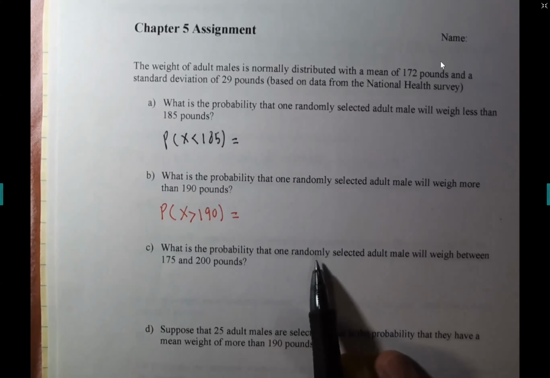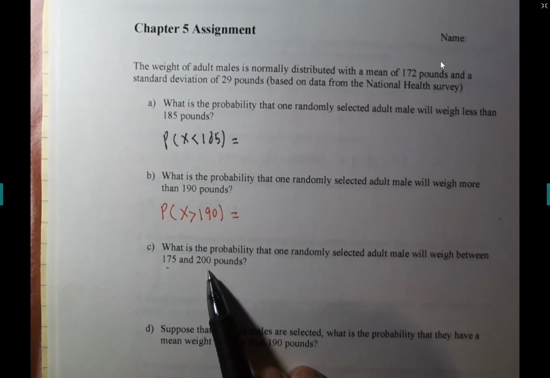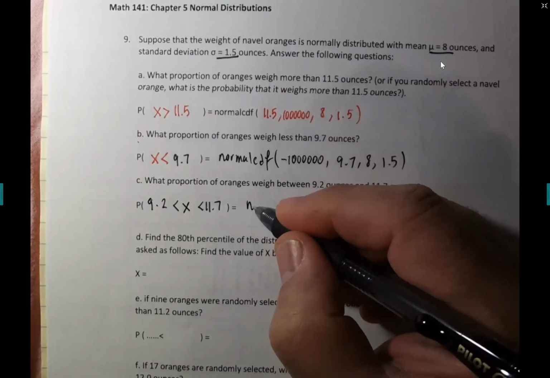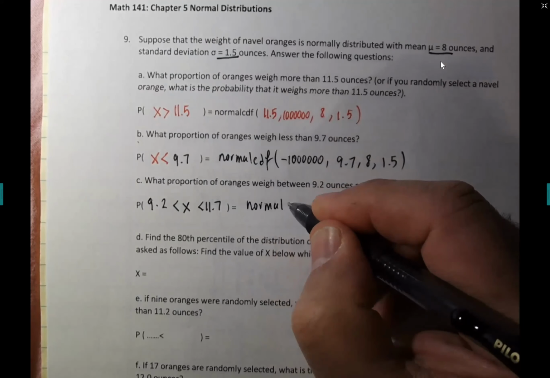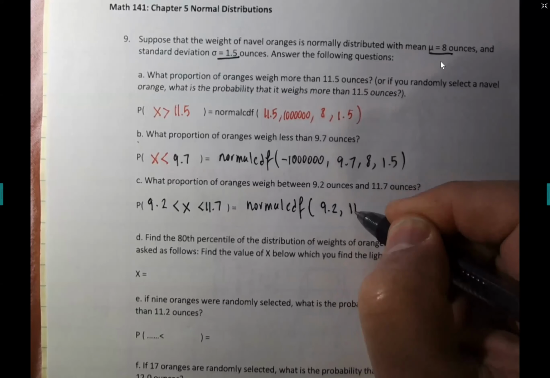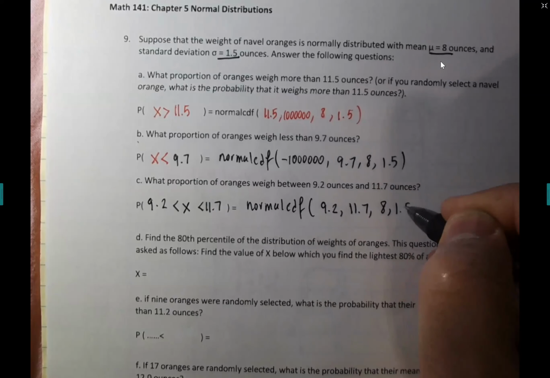What is the probability that one randomly selected male will weigh between 175 and 200 pounds? So C is similar to C here. And how do you do this? You just do normal CDF. You put 9.2, you put 11.7, and you put the mean, which is 8, and the standard deviation.